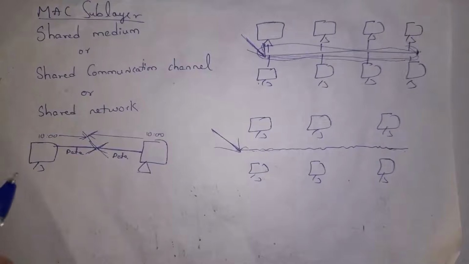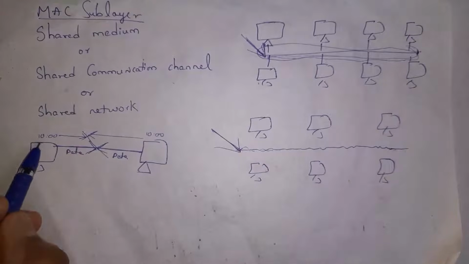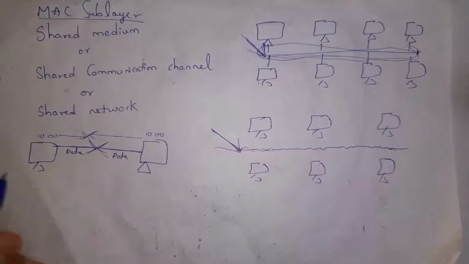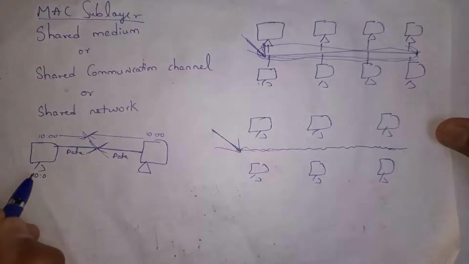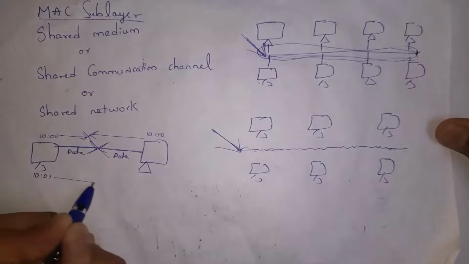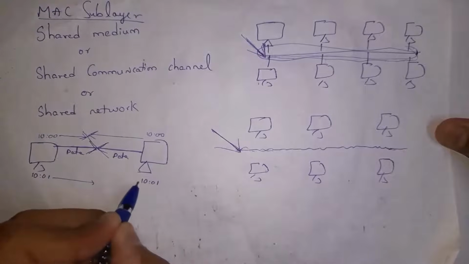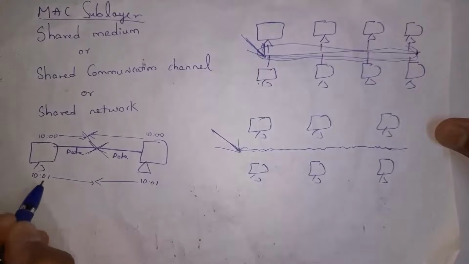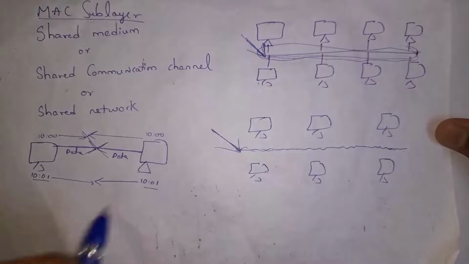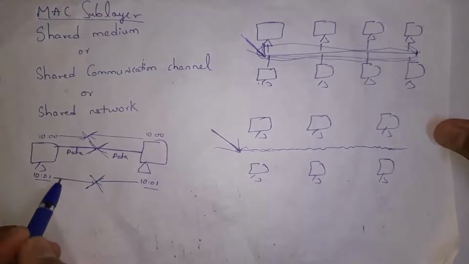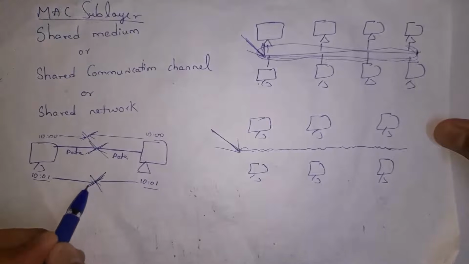As data is lost, computers need to send data again. For example, if these computers send data again at a fixed time, like exactly 10 o'clock 1 second, this computer will send data, and similarly at 10 o'clock 1 second, this computer will send data. As both computers are sending data again at the same fixed time, again collision will occur.